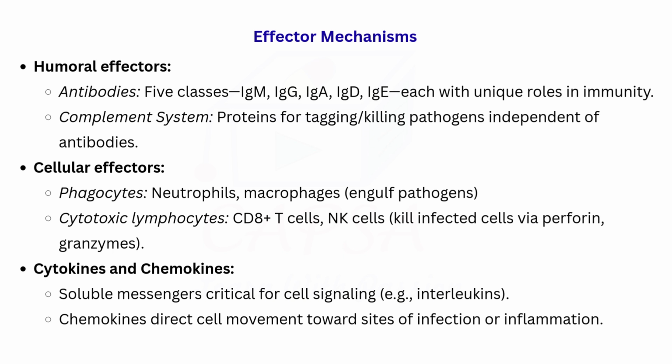Once activated, how does the immune system actually fight? There are two main branches: humoral and cellular. Humoral effectors include antibodies and the complement system. Antibodies neutralize the pathogens, tag them for detection, and activate complement proteins, which punch holes in the microbial membranes. Cellular effectors include phagocytes such as neutrophils and macrophages that engulf pathogens, and cytotoxic lymphocytes like CD8 T cells and NK cells, which directly kill infected cells using toxic proteins like perforin and granzymes.